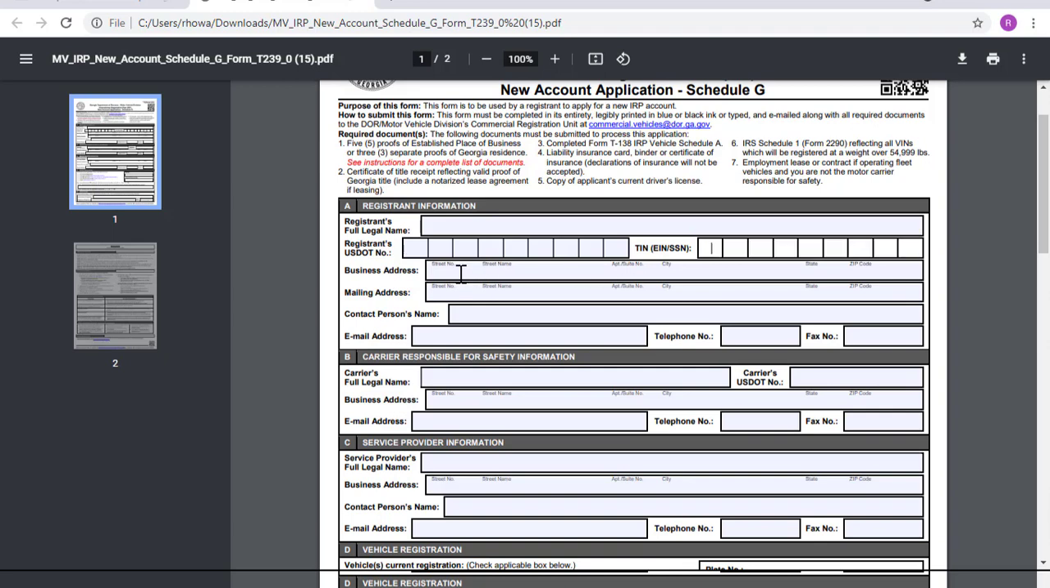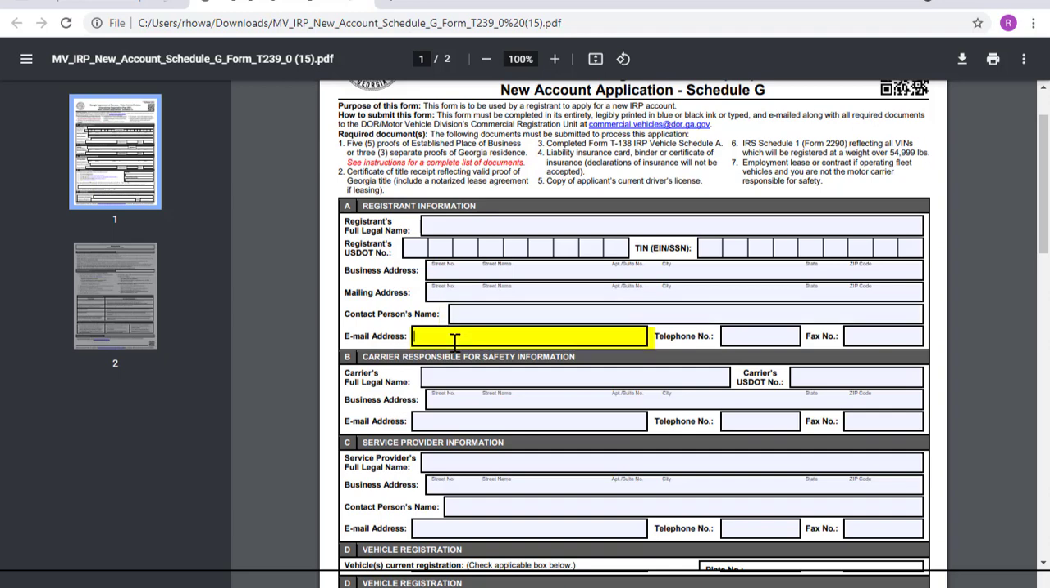Here you're going to put your business address. And remember we were talking earlier about those supporting documents. Those supporting documents need to match. They need to match. And so this is the address that they need to match. All right. Business address. And then you're going to put in your mailing address. And again, no P.O. box. Here you're going to put the contact person's name. That's you. You're going to put your first and last name here.